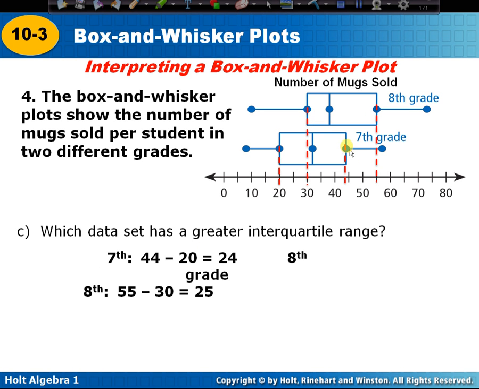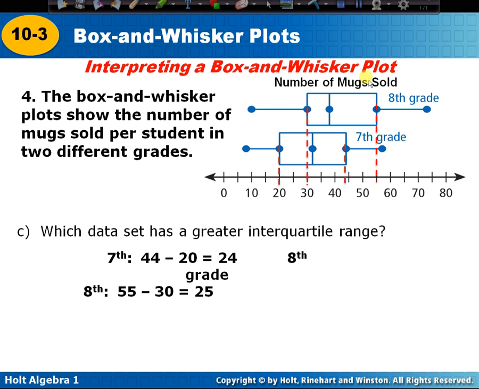And then for the 7th grade, you have what we're estimating or approximating to be 44 for the Q3, and then the 20 for the Q1. So Q3 minus Q1 gives us 24 for the 7th grade. Sorry, our font is off there. And then our Q3 for the 8th grade is 55 minus 30, which gives us 25.